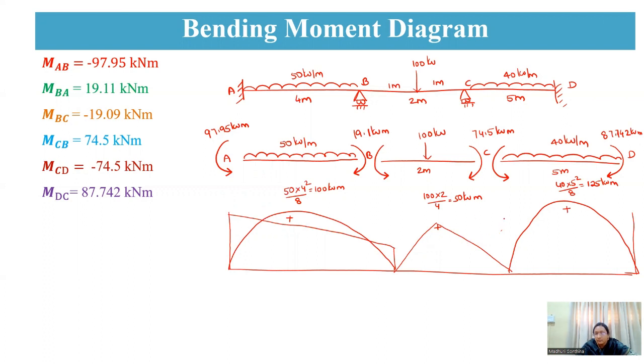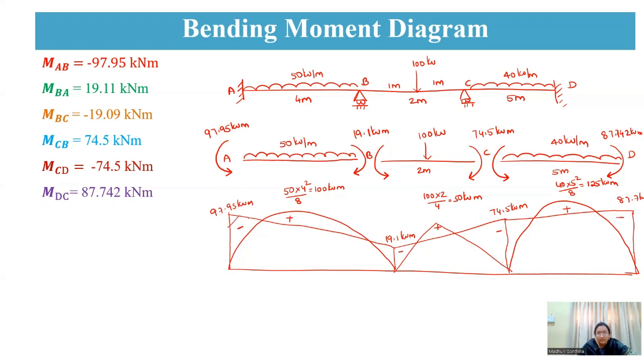Okay, it is 74. So it will be like this. Again, it is of something like 87. So these all are negative values. So this is 74.5 kilonewton meter, and this is 87.7 kilonewton meter, and this is 19.1 kilonewton meter, and this is 97.95 kilonewton meter. So these all are your negative values.